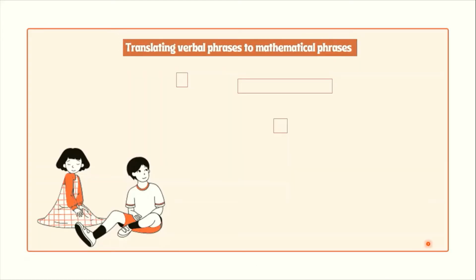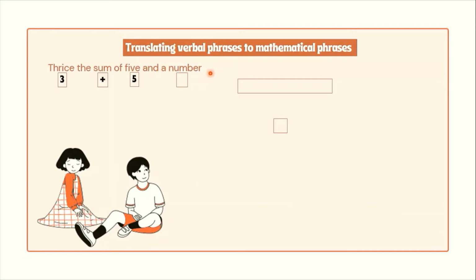Translating verbal phrases to mathematical phrases. This time, we will be translating words into numbers and symbols. This is an example. Thrice the sum of 5 and a number. From this verbal phrase, i-analyze natin siya at bigyan natin siya ng number or symbol na katumbas. So here, thrice refers to 3. Sum refers to addition because sum is the result of the process of addition. 5, ito yung kanyang numerical value, and a number.